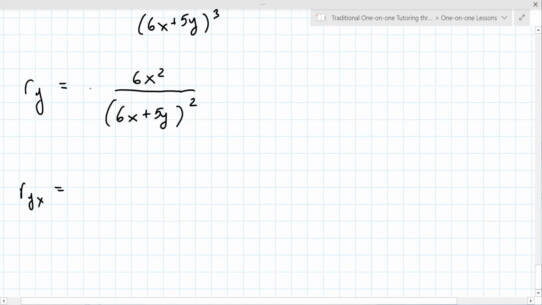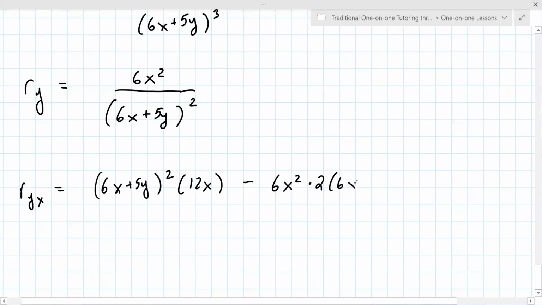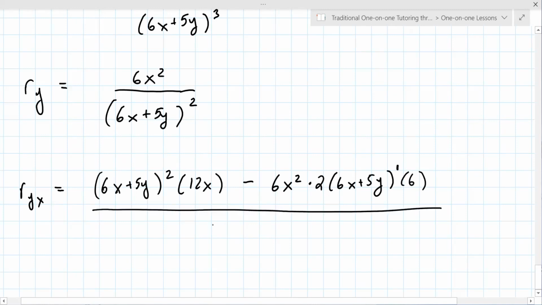It's another quotient rule. So it's the bottom times the derivative of the top with respect to x, that's 12x, minus the top times the derivative of the bottom with respect to x, that's times 2, 6x plus 5y to the power of 1. Then you get a chain rule derivative of the inside function, 6, all over the bottom squared, 6x plus 5y to the power of 4.